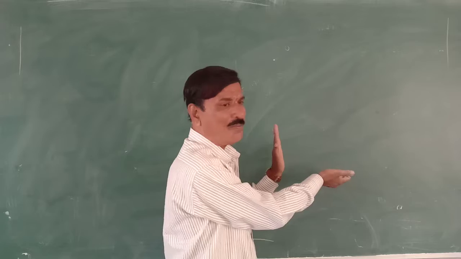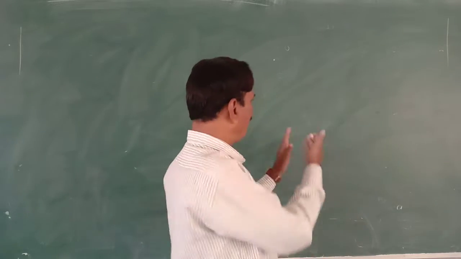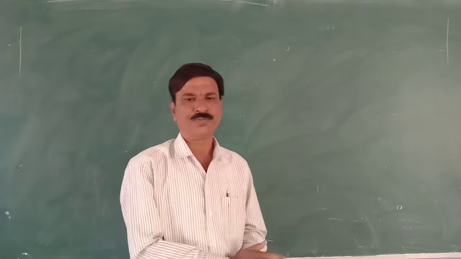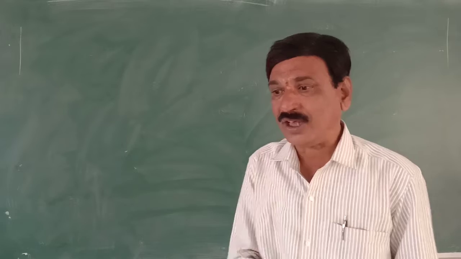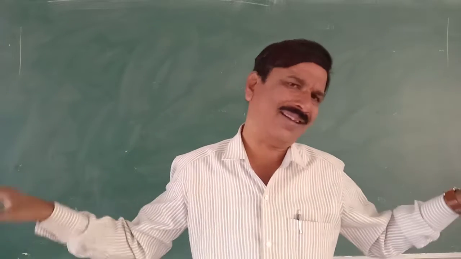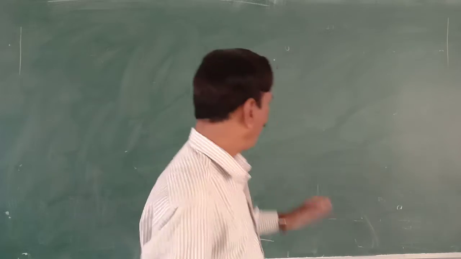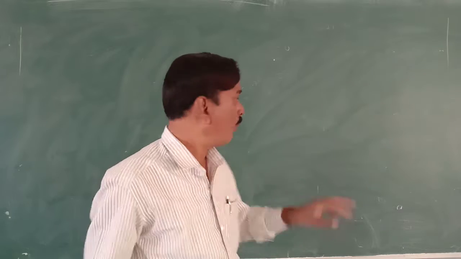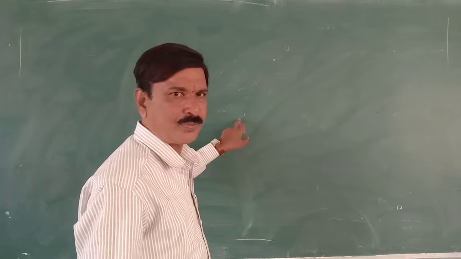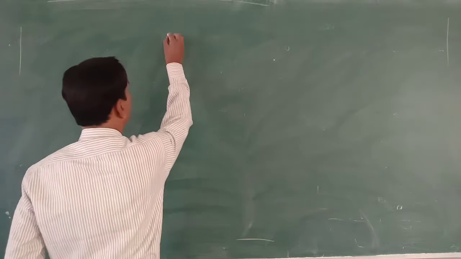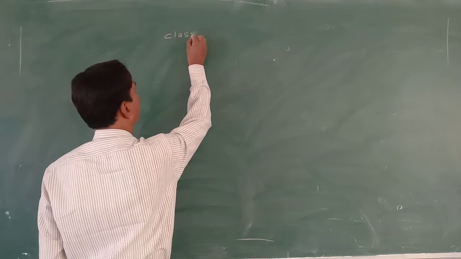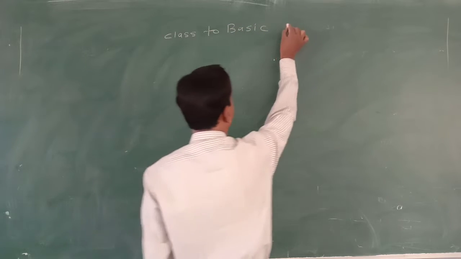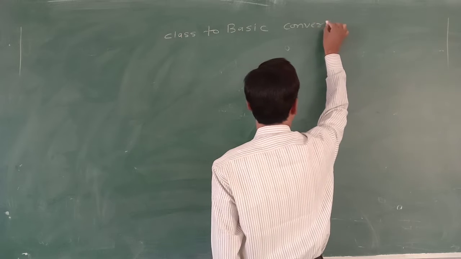Also the right hand side may be an object, that is a class type, and the left hand side may be basic, that is called class to basic. Or there may be two objects of two classes, so one class is equal to another class. In the last period we have seen basic to class. Today we are going to see class to basic and class to class. So, class to basic conversion.